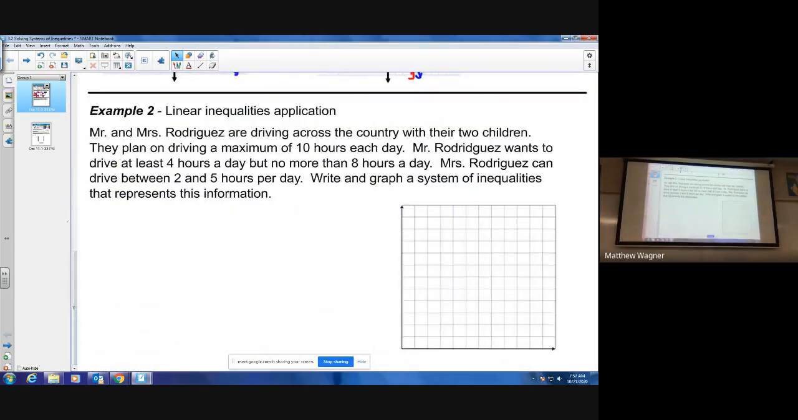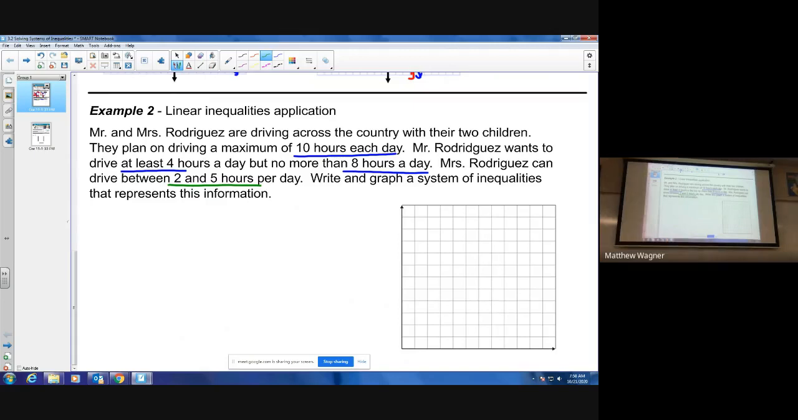All right, taking a peek at Mr. and Mrs. Rodriguez, or Senor Rodriguez and Senora Rodriguez, driving across the country with their two children. They drive a max of 10 hours each day. Mr. Rodriguez wants to drive at least 4 hours a day so he doesn't have to deal with the kids, but no more than 8 hours a day because his bum is going to get tired sitting in that same seat. Mrs. Rodriguez can drive between 2 and 5 hours per day. Otherwise, we'll say, she has eye strain because she has to wear sunglasses or something. I don't know. But she's limited to 2 to 5 hours a day.